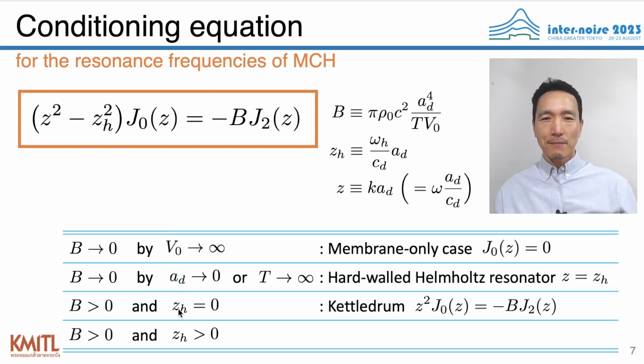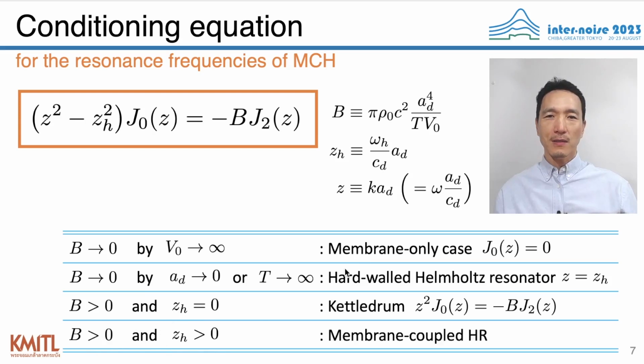Finally, if both B and Z_H are not 0, solving the equation will give us the resonance frequencies of the membrane-coupled Helmholtz resonator. So it looks like this conditioning equation is valid not only for the membrane-coupled Helmholtz resonator, but for the 4 related systems as listed in this table.